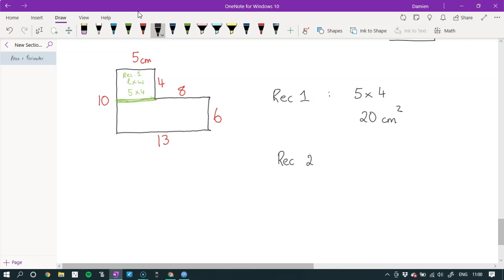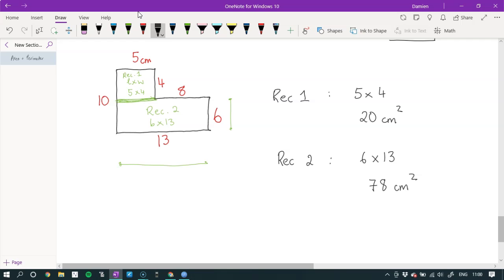Let's do rectangle number 2. In rectangle number 2, we're interested in this big box here. So what are the dimensions on that? Well, it's 6 down and it's 13 wide. So we've got 6 multiplied by 13. So let's see what that gives us. 6 multiplied by 13 gives us 60 plus 18, which is 78 centimeters squared.